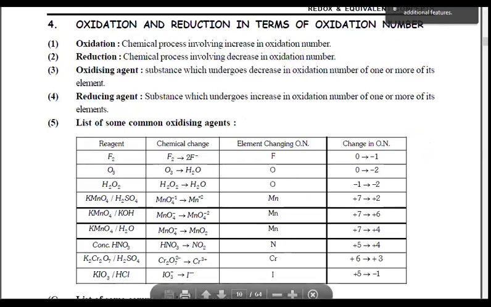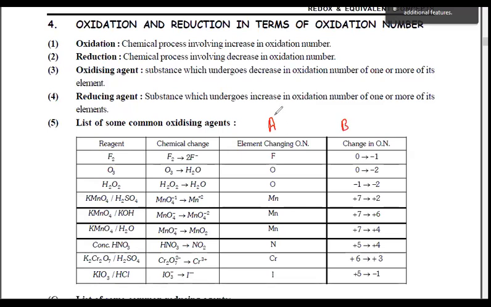Clear? Okay, very good. Now the next, after knowing oxidation and reduction, is the terms oxidizing agent and reducing agent. Now just think about it. Suppose we have an element A and an element B.